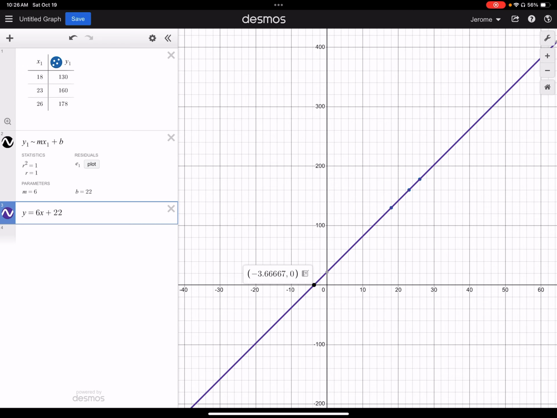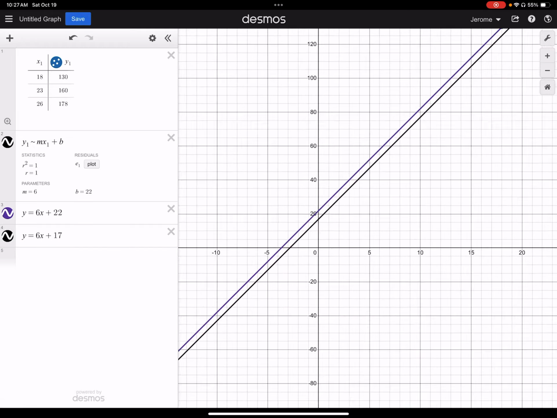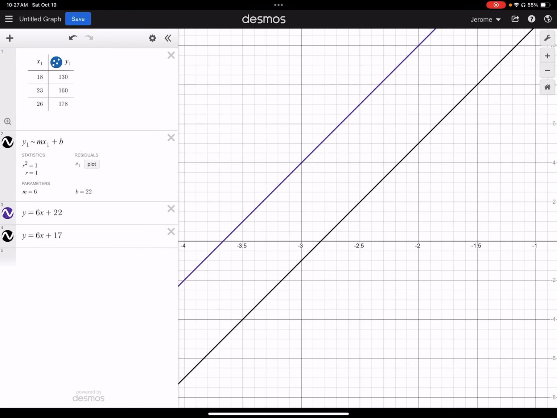But now what I need to do is move this equation down 5 units. So I'm going to go to the next line and basically subtract 5 from the 22, the y-intercept, which is going to move my equation down 5 units. And that's going to be y is equal to 6x, and this one's going to be plus 17, I believe, right? Okay. And now if I zoom in here a little bit, I can make it easier to find my new x-intercept here, which is negative 2.83.